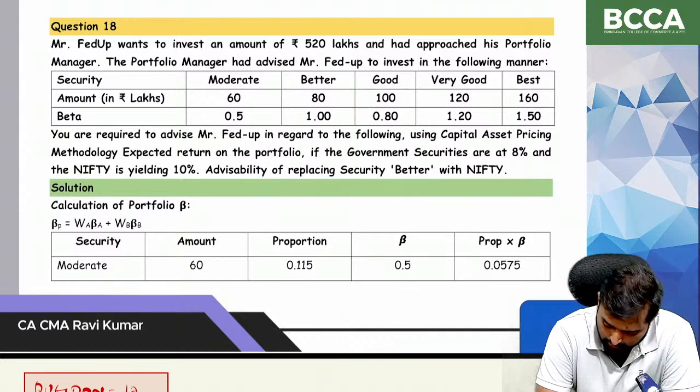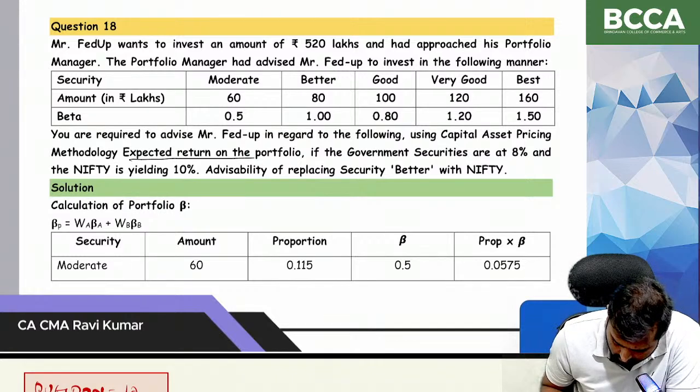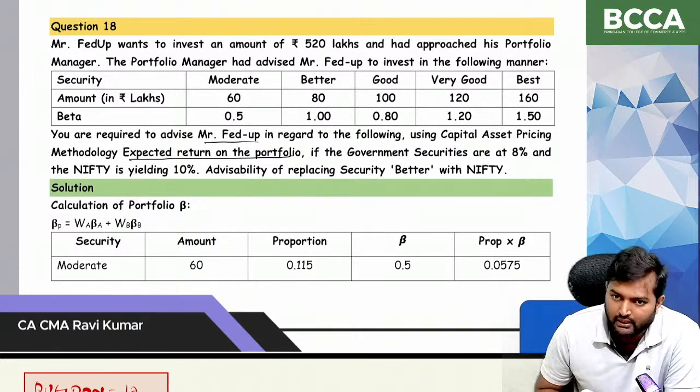Security: moderate, better, good, very good, best. Amount, beta. You are required to advise Mr. Fed-up in regard to the following. Using CAPM methodology, expected return on the portfolio.